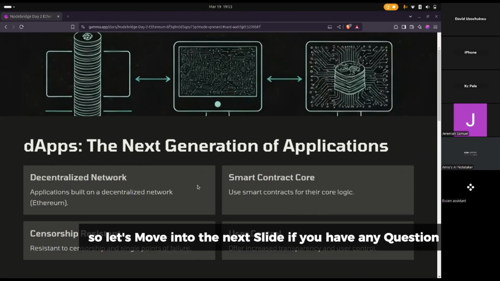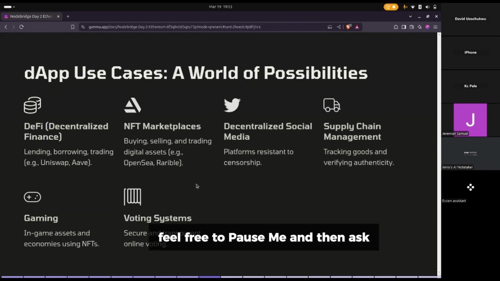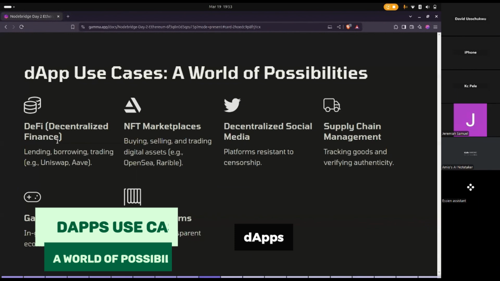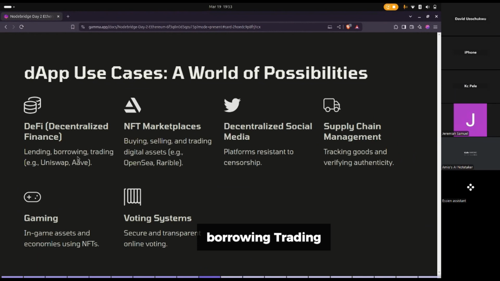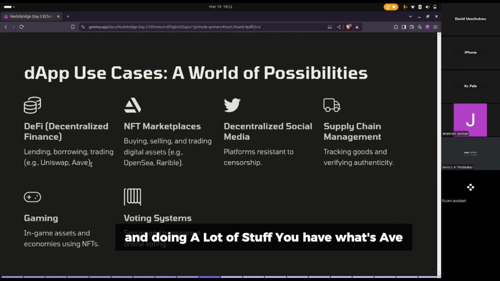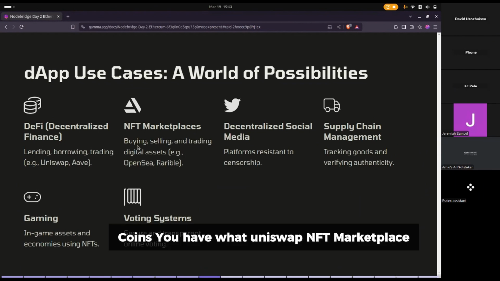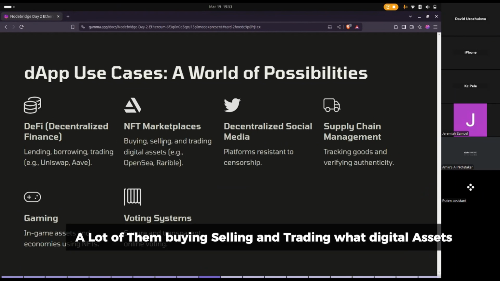So let's move into the next slide. If you have any question, feel free to pause me and then ask. So we have DeFi, decentralized finance. These are some of the use cases for dApps. DeFi covers lending, borrowing, and trading: Aave for borrowing and doing a lot of stuff, and Uniswap for trading and swapping your coins. For NFT marketplaces, we have OpenSea, a lot of them, for buying, selling, and trading digital assets.